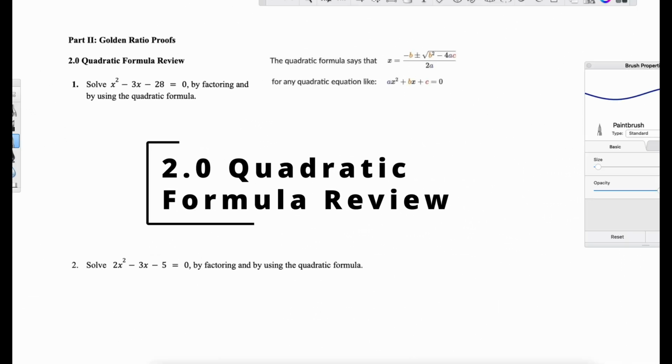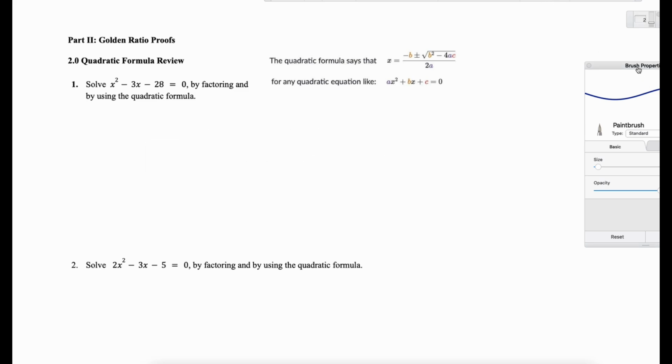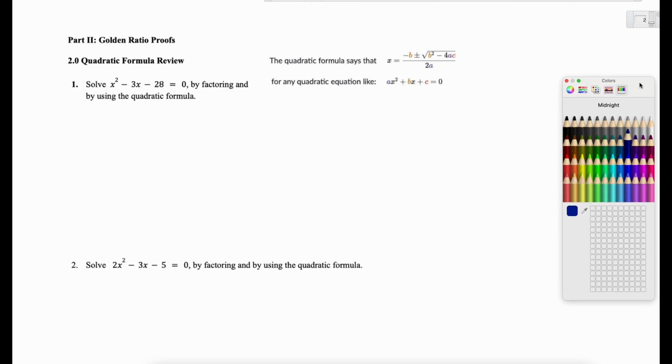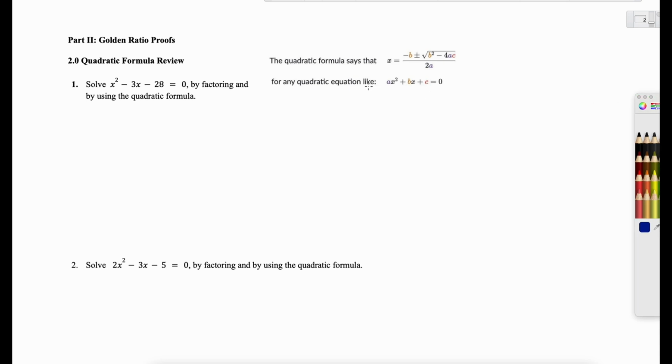Everybody, Mr. Mack here. This section is going to be about golden ratio proofs, but before we get there, we need to review the quadratic formula because that is one of the tools we are going to use to come up with the golden ratio. So let's review it. Hopefully you've seen this in Algebra 1, and even if you haven't, we'll teach it to you here.